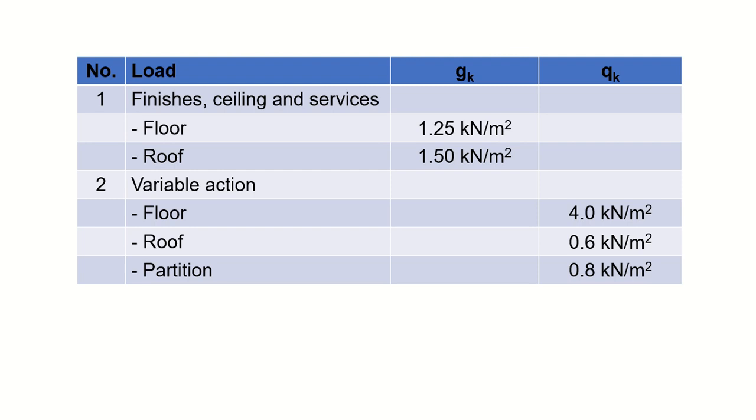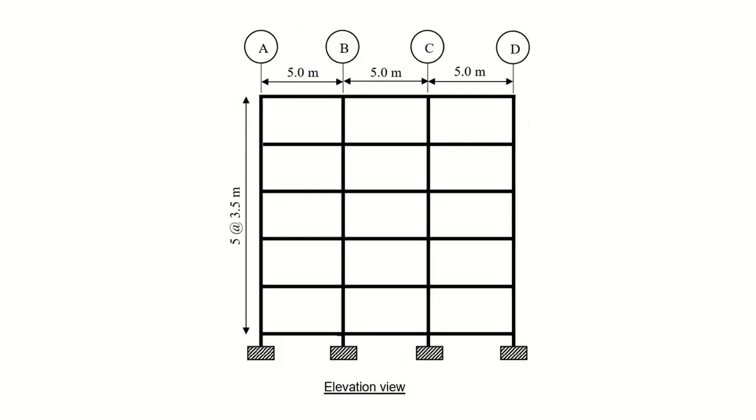First thing first, number 1 is action. As always, before we can start with the design, we must figure out the action, and the action is given in the previous slide here. You can see that this is in kilonewton per meter square. It means that this is a floor slab, a floor load. Now you have action on slab.